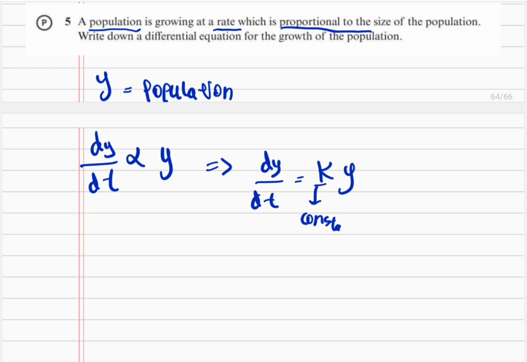So k is a constant, y is the population as we discussed, and dy by dt is the rate of population change. And this is basically the final differential equation: dy by dt is equal to k times y. And it takes time and practice, because if you do enough questions, these things will usually come naturally.